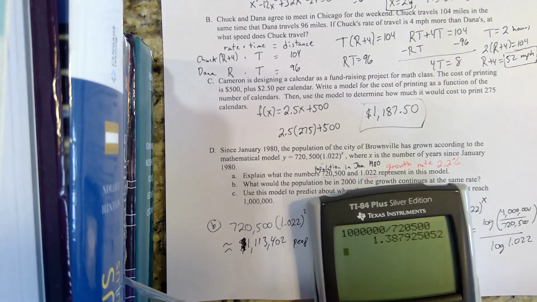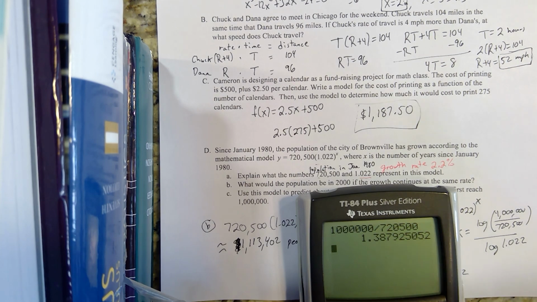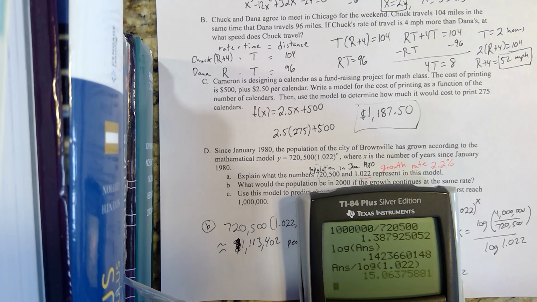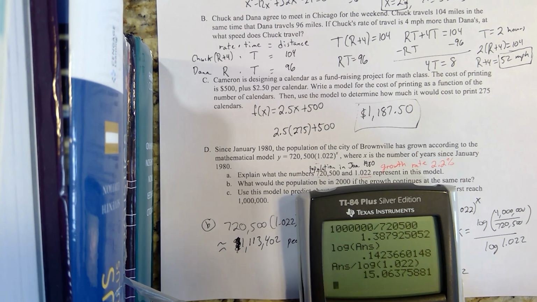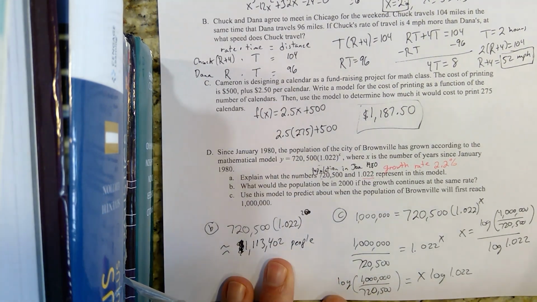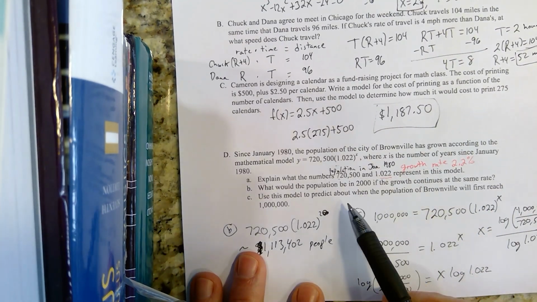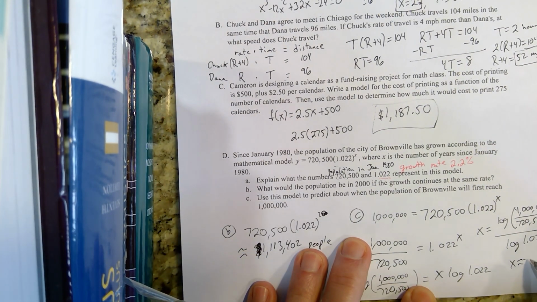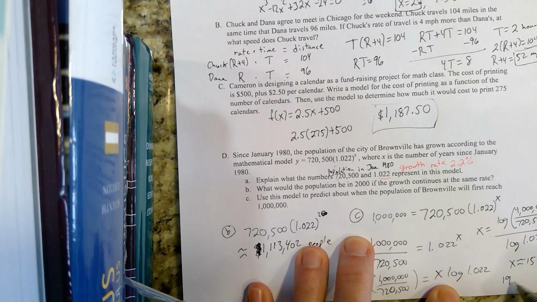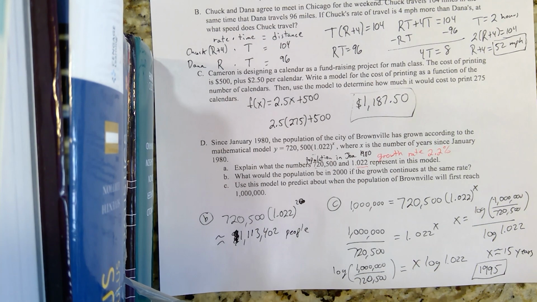Okay, so I still have that in my calculator, so I'm going to go ahead and do the log of that value and then divide it by the log of 1.022. And we can see it's just over 15 years. So that means around 1995, approximately. Okay, that's it for that page.